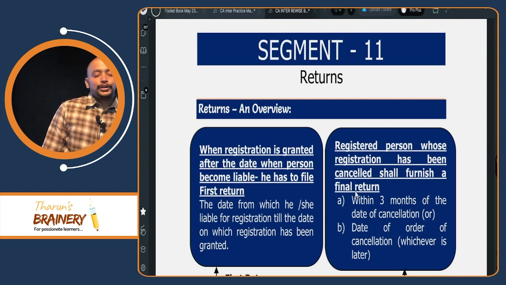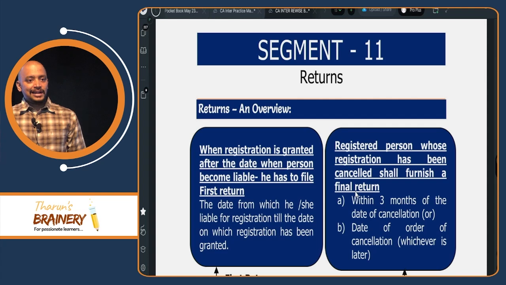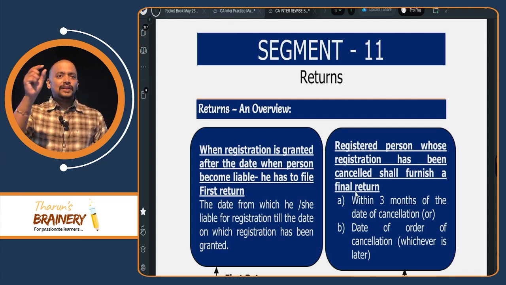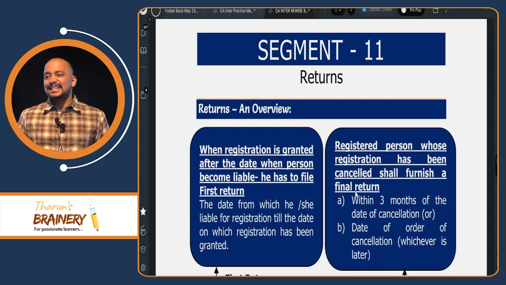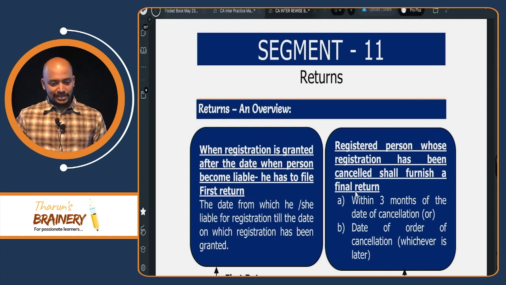Now we are moving on to the last area, segment 11, returns under GST. And after returns, still one small topic is there, that is GST practitioner. With the GST is over, our portion is over, concentrate.